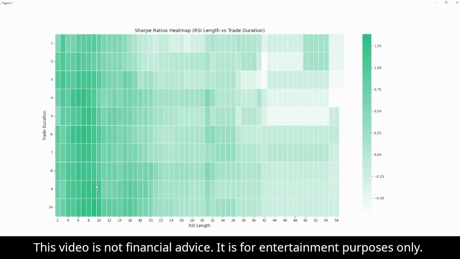And the best values were hit when the RSI length is between 4 and maybe 10, something like that. And the durations are not so clear, as you can see, because seemingly we could select a trade duration, here measured in candlesticks, between maybe 3 and even 10 candlesticks after the entry. So for these values, we would have hit a quite good Sharpe ratio.